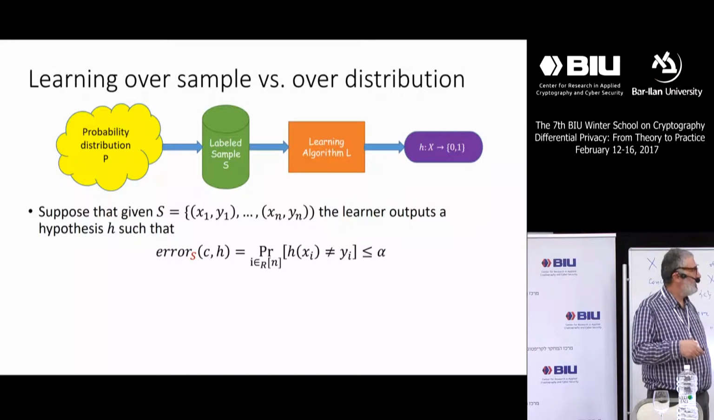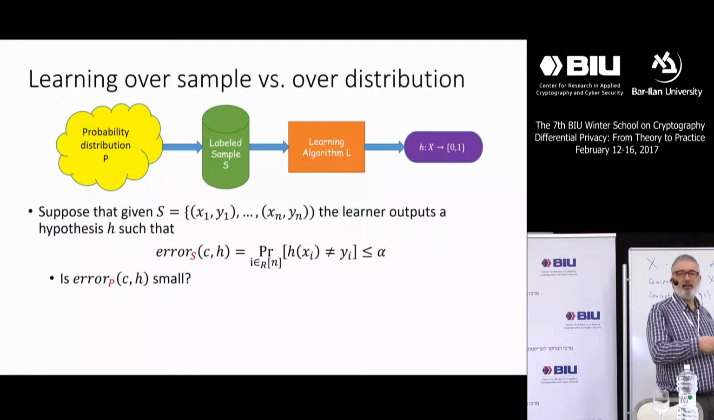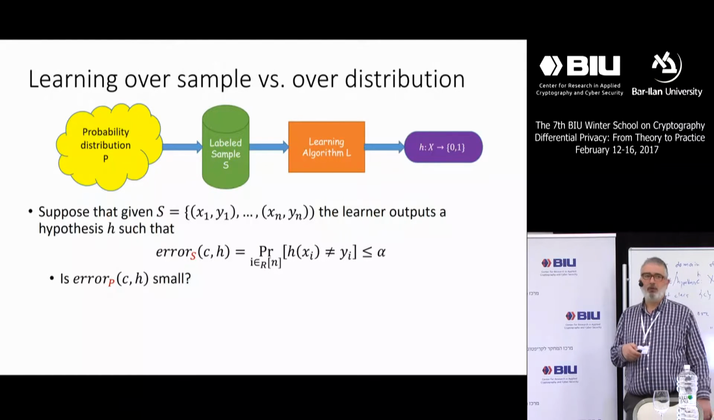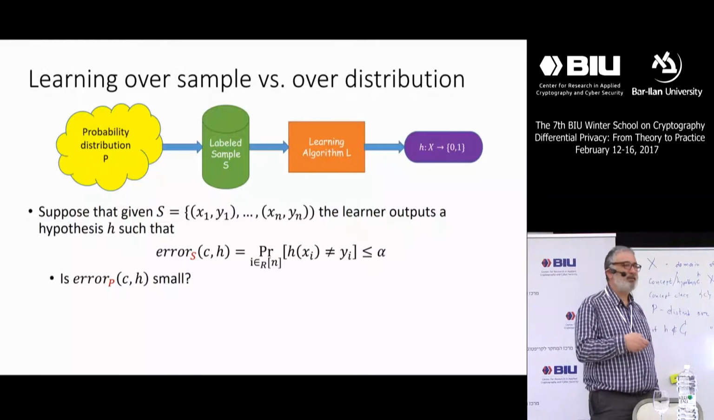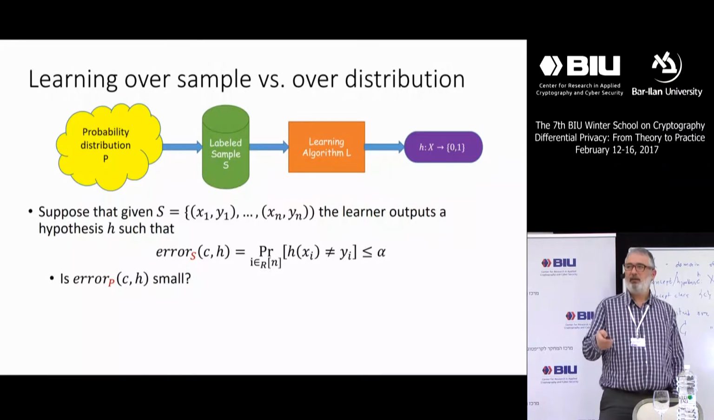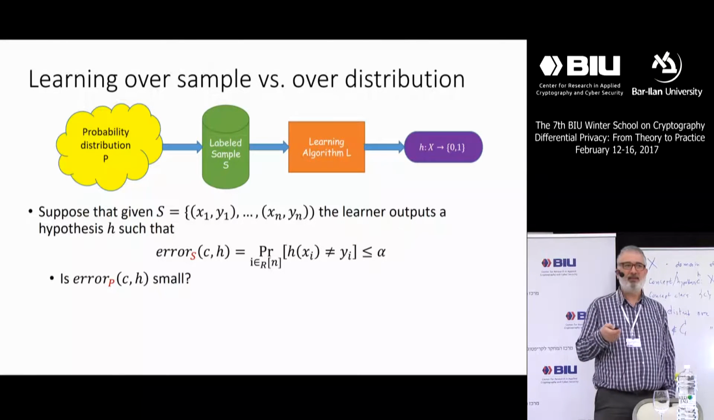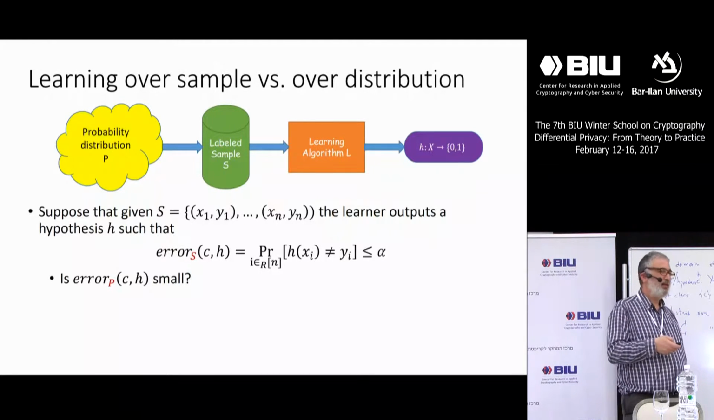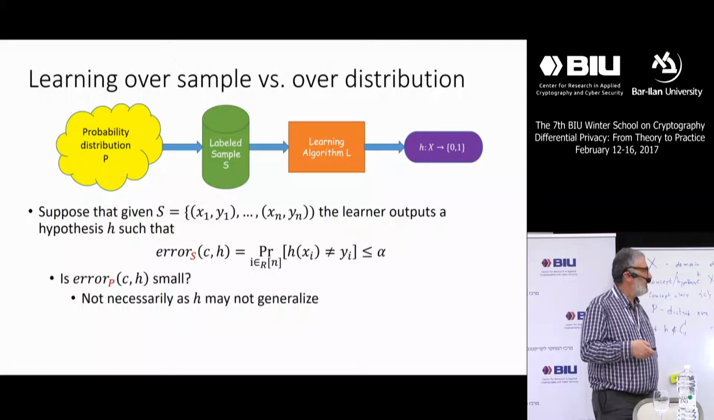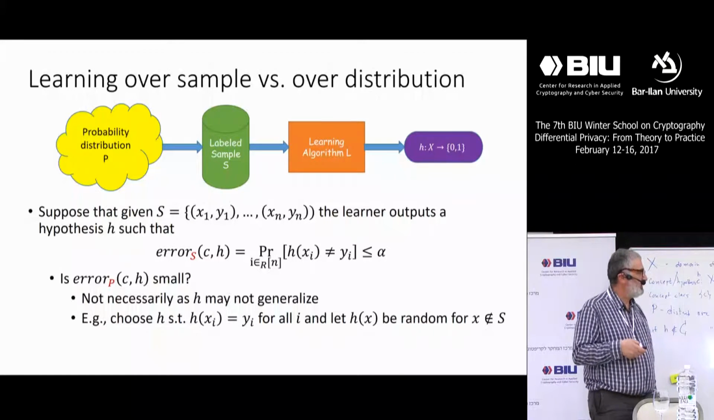Suppose we manage to output a hypothesis like that. Can we also say that the error on the underlying distribution is small? Okay? Generally, this is not the case, because of what? What could happen in this case? Overfit, exactly. So it may be that this H doesn't generalize.